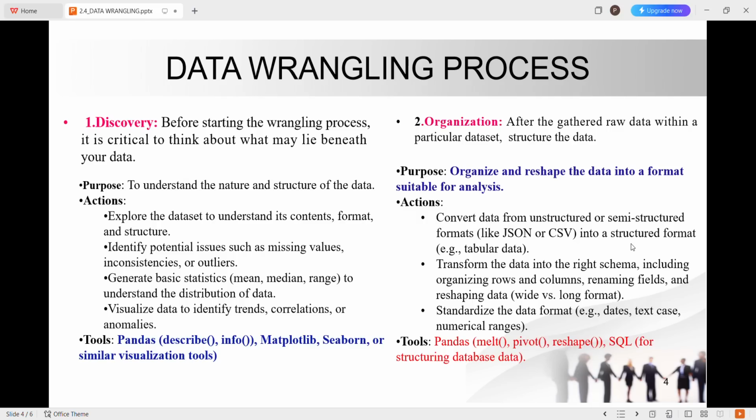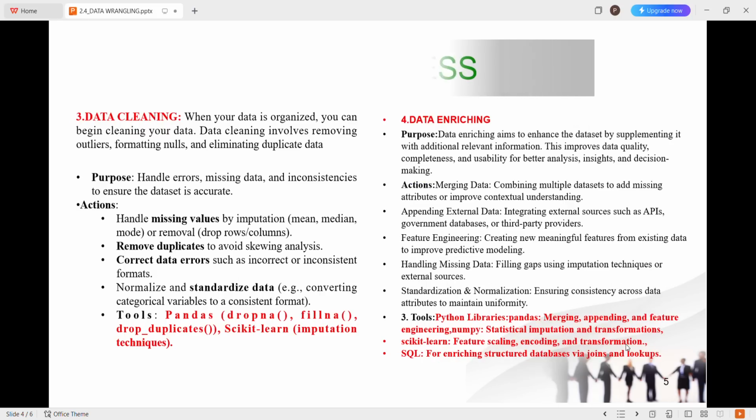Usually, tabular data is the one which is widely used, and whenever you are transforming the data, check whether it is in the right schema, whether the rows and columns have been organized properly, and whether the fields have been renamed. Once that is done, you standardize the data format. Usually we standardize the data between 0 and 1 so that we are able to compute effectively. Some of the commands used here are pivot, reshape, and SQL for structuring the database data.